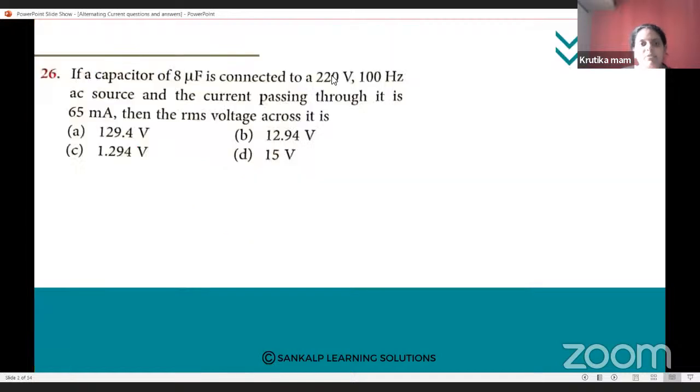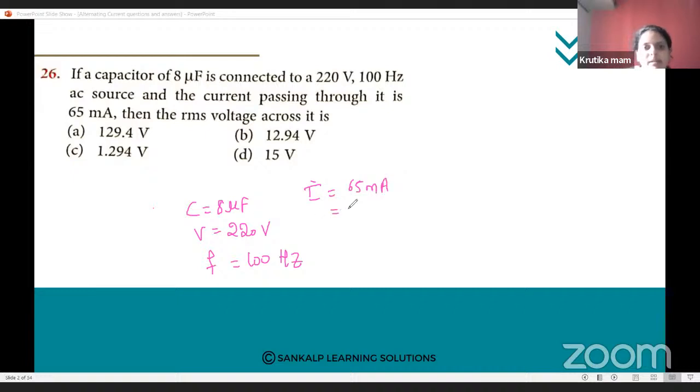So here you can see the first question. If a capacitor of 8 microfarad, so the capacitance value is given as 8 microfarad, is connected to a potential of 220 volt, and the frequency is given as what? That is 100 hertz AC source, and the current passing through it is how much? 65 milliampere. So this is nothing but 65 into 10 raised to minus 3 ampere. Then the RMS voltage across it is.